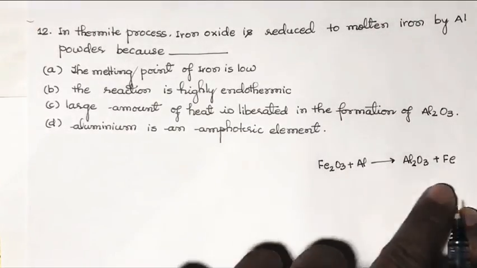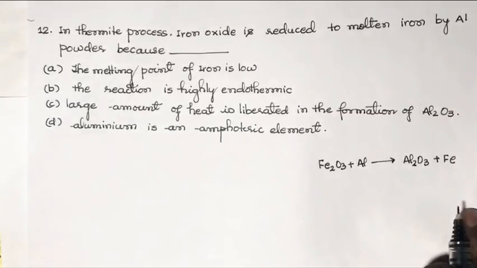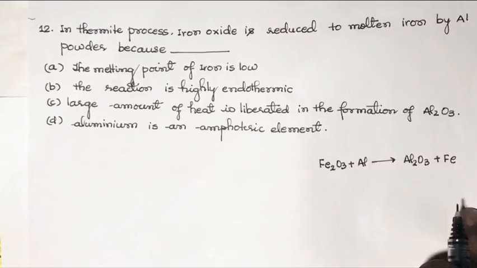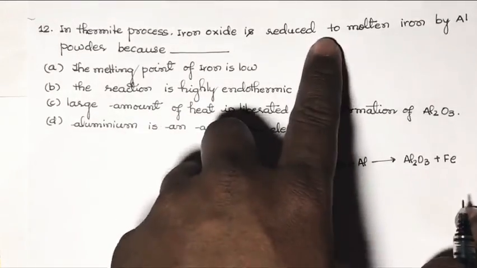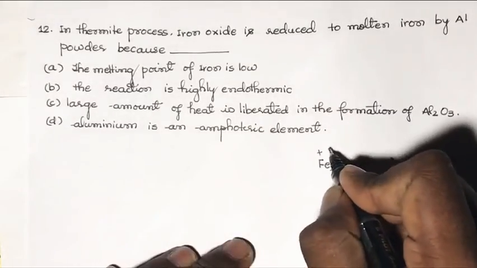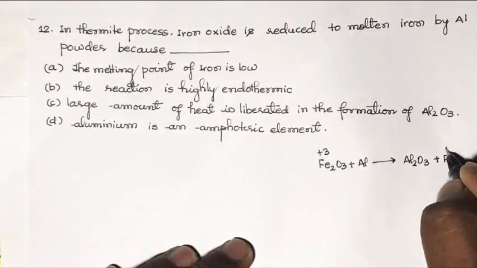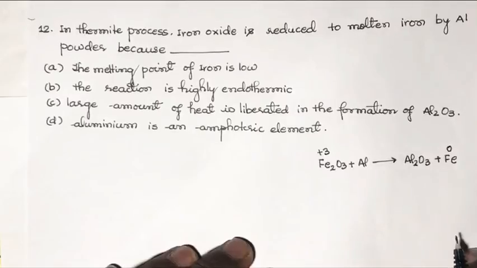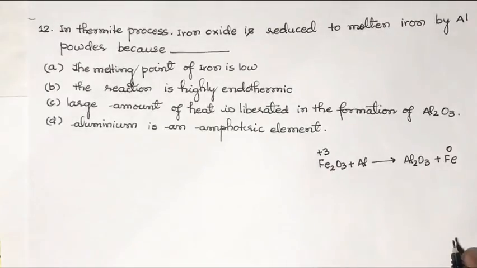Okay, the Fe is produced in molten state. That is used to fill the gap, and when it gets solidified a weld joint is made. So iron is reduced to molten iron because here the oxidation state of iron is +3 and here the oxidation state of iron is 0.